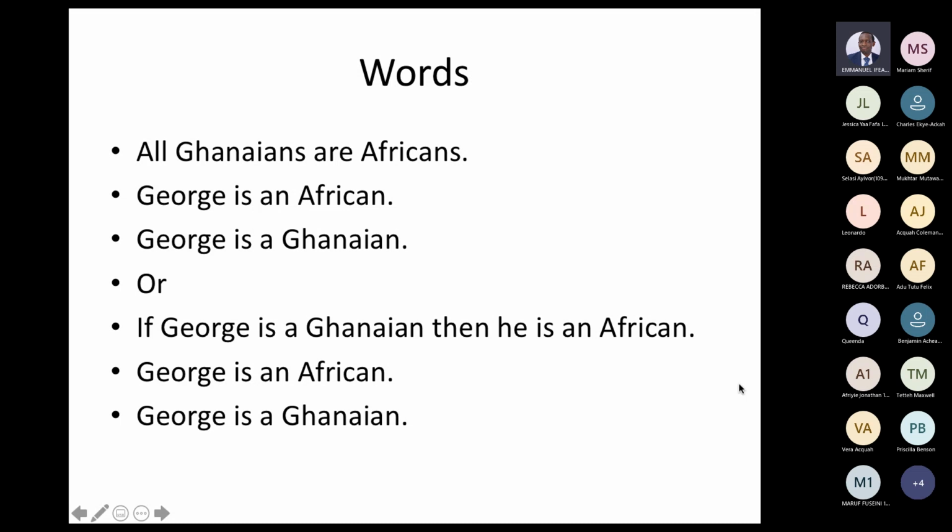And that's why we say that affirming the consequent will always lead you to an invalid argument, or an invalid conclusion. Affirming the consequent is always an invalid argument.